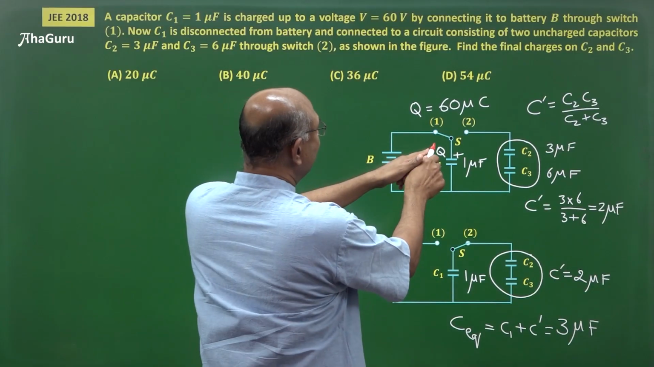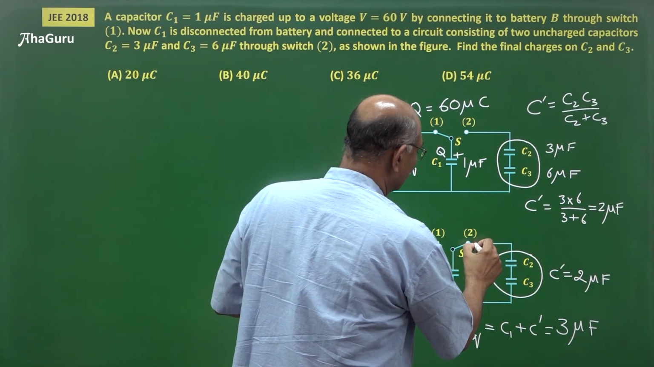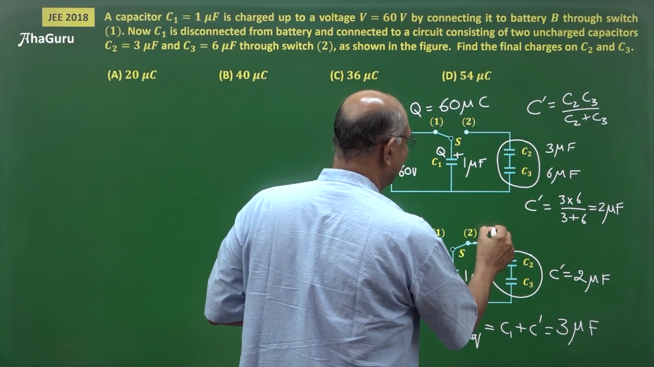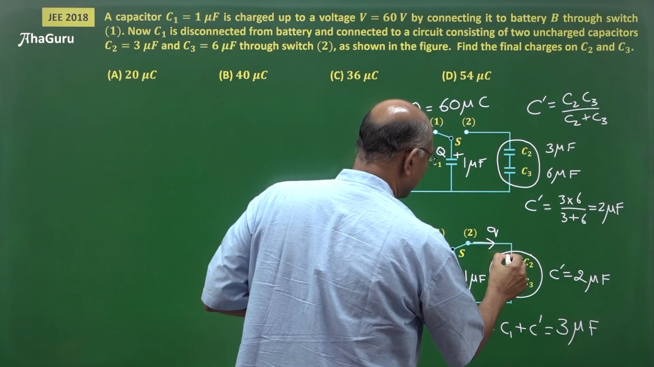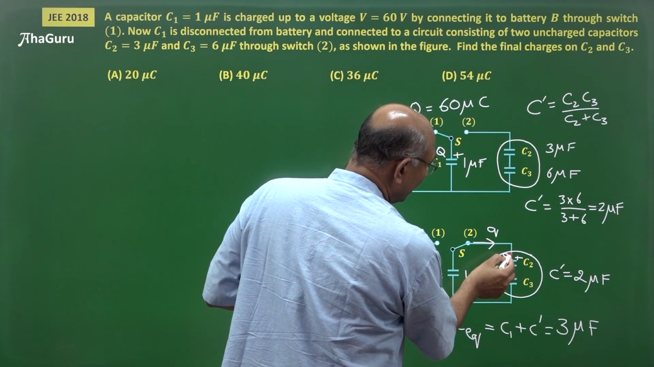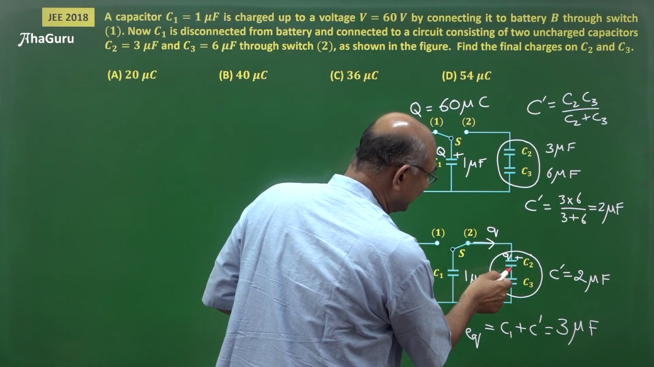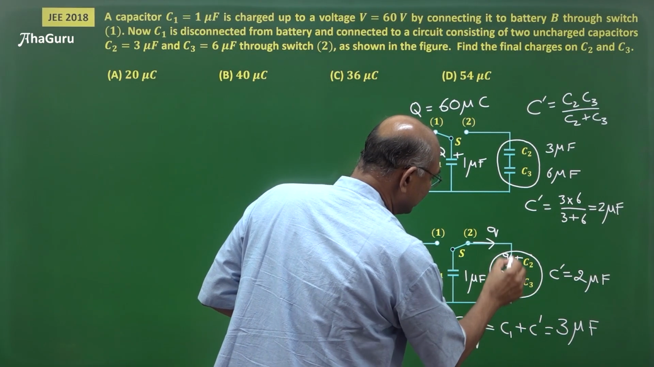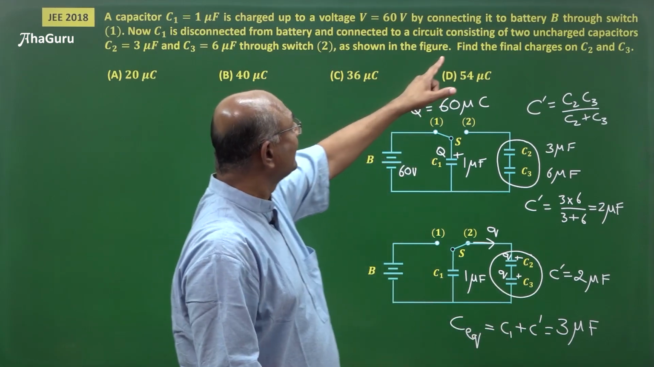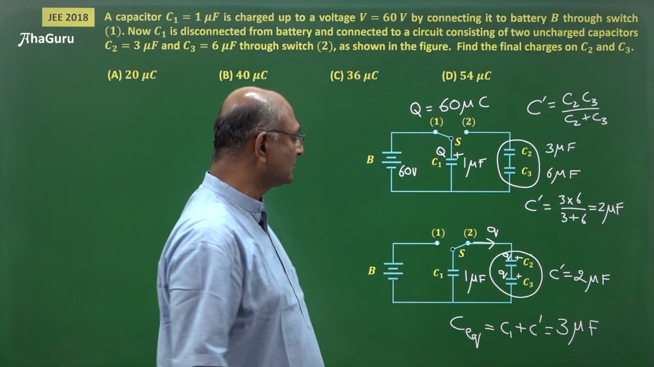But you see, this had capital Q, 60 microcoulomb. Now part of the charge will go that way, and will go and land up here, small q. But remember, whatever comes there is also going to come here, because these two are in series, right? You're going to get minus q here and you're going to get plus q there. So C2 and C3 will both have the same charge. Find the final charges on C2 and C3, both have the same charge, small q.